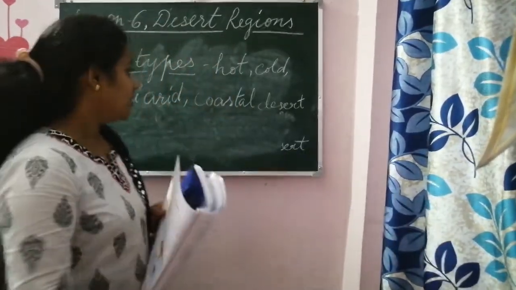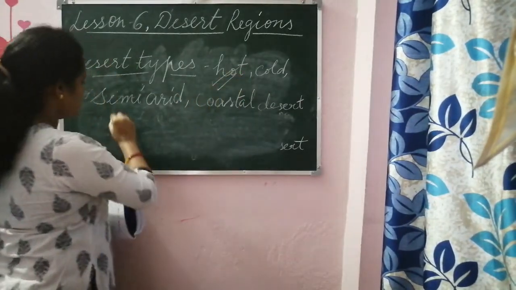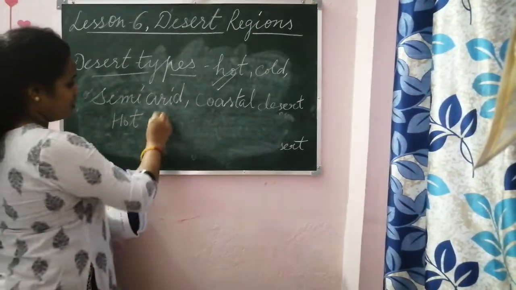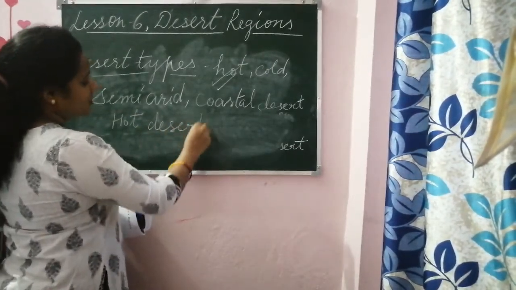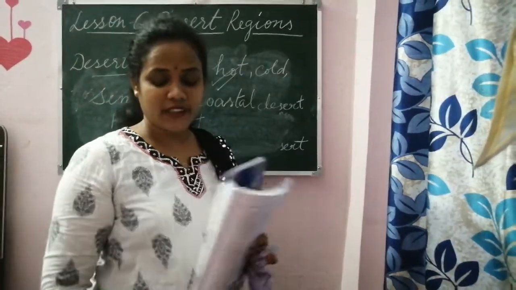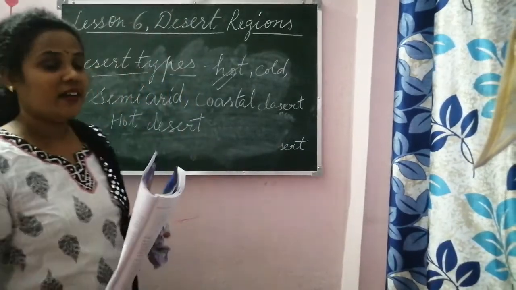Next, among all these deserts, we are going to learn about hot deserts. We are going to learn about hot desert, where it is located, what type of climate there is, and what type of plants are there. Alright. So hot desert.